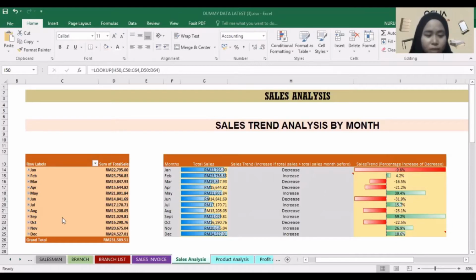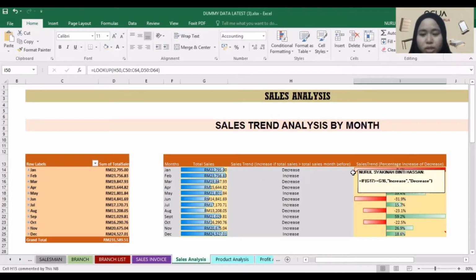In this pivot table, we are using month as the row column, and we are using total sales as the sum column. In this table, we are using an if function to show the movement of total sales by each month, where we compare the current month total sale with the previous month total sale.